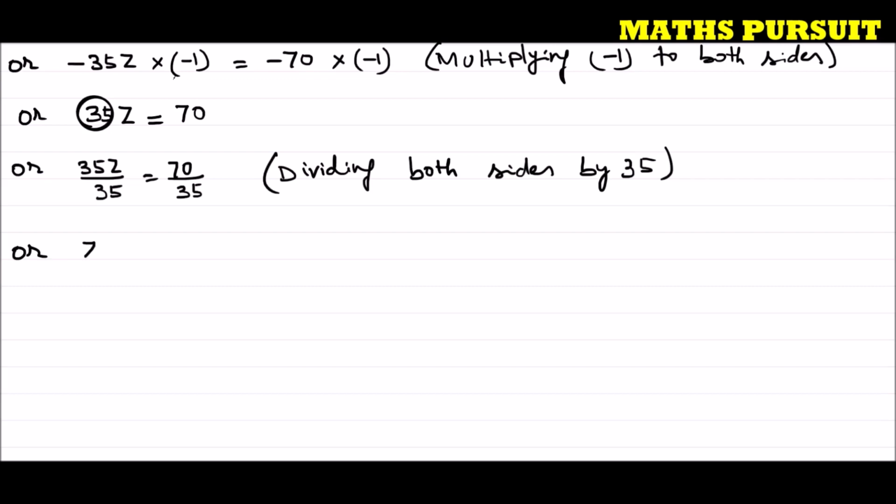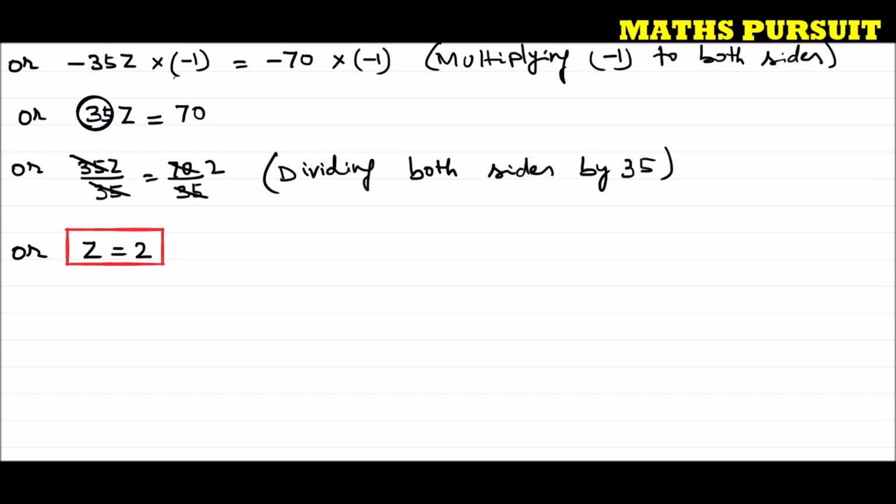Or I can write z is equal to 2. How? This 35 cancels out, and 35 2s are 70. So what we got here? We got the value of z as 2. So guys, this is the answer. When we solved this equation, we got the answer as 2.